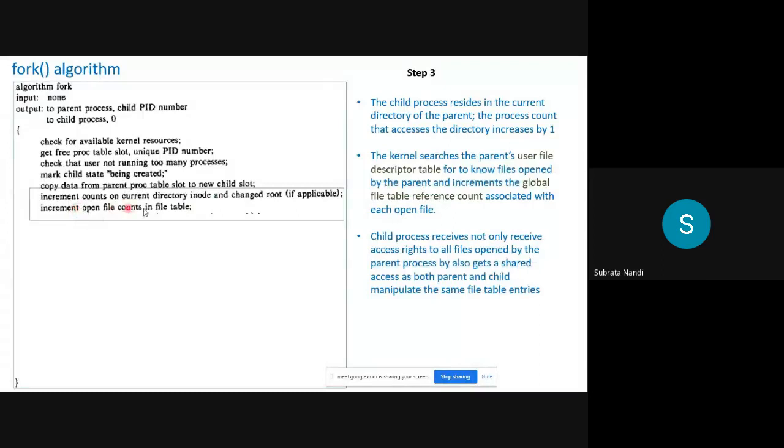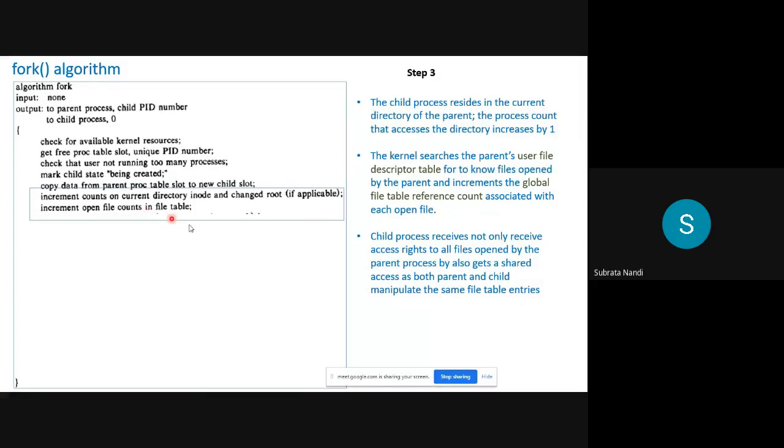Now what next? Increment the counts on the current directory inode and the changed root. Increment the open file count in the file table. What does this mean? It simply means that if the parent's current working directory is, say, in my case, a particular directory, and the parent process creates a child, the child also will belong to the same current working directory. So that will be the same.